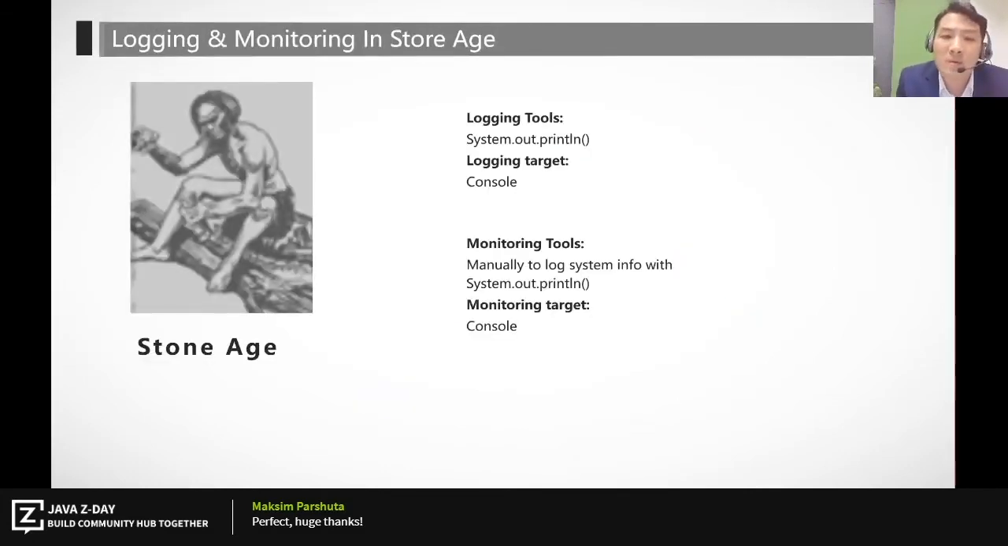Let's see what people did in the Stone Age. I think everyone has this experience in your memory. We wrote some hello world using system out print. It's logging directly to the console, and it's very easy to learn and use. At that age, people did not have monitoring tools. People used a manual logger to send the system information to the console.